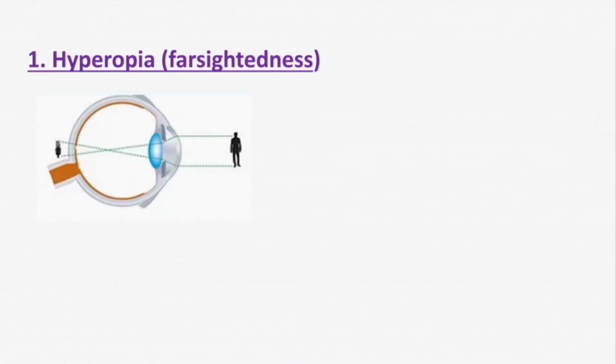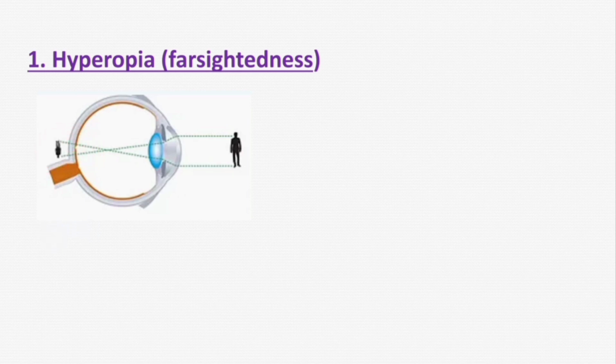Hyperopia is also called far-sightedness because the person is able to see far or distant objects clearly, but he or she has difficulty seeing near objects. Now in hyperopia, as you can see here, the light rays coming from a near or close object are focused behind the retina rather than on the retina.